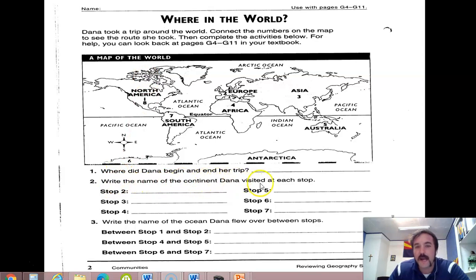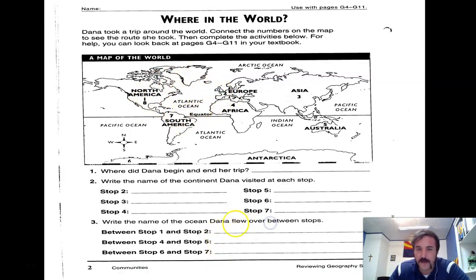Now write the name of the continent Dana visited at each stop. Here's 1. Stop number 2 is Europe. Spell it correctly, please. Put it here. Stop 3, Asia. Boom, right there. Now down below here for number 3, it says write the name of the ocean that Dana flew over between stops. Lucky Dana got to go on a plane. Between stop 1 and 2, here's 1, here's 2, what ocean did she fly over? There it is, the Atlantic Ocean. So you simply write down Atlantic Ocean.